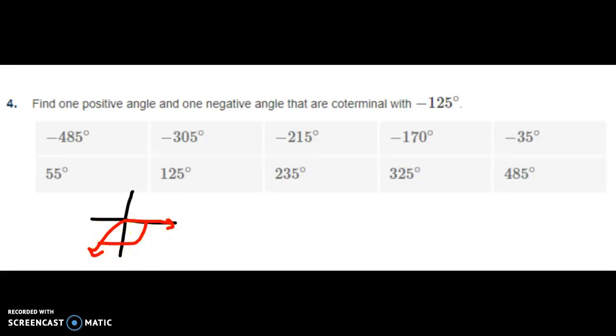So for a positive one, you could think, well, it's going to start here and end up that way. And a really easy way to find the positive angle is to take 360 minus 125. And then for another negative angle, you would have to think, okay, I'm going in the negative direction. So I'm going to start here and go all the way around one time and then the same angle again. So this time we would add another negative 360 degrees to get that negative angle.